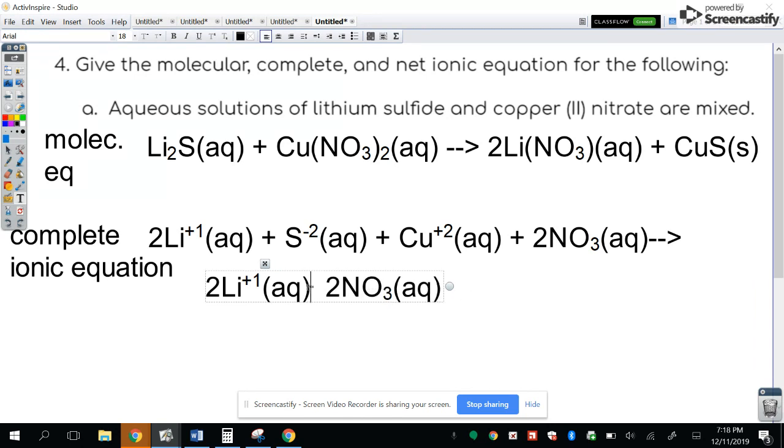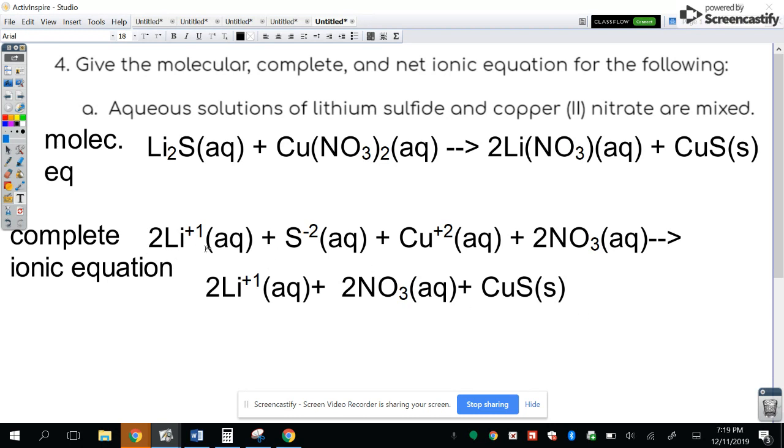Goes to, sorry, this thing's buggy. Goes to, I'm sorry. I don't know why the text box is so tiny, plus CuS solid. So this is my complete ionic equation, and it shows me everything that's actually happening inside the reaction.